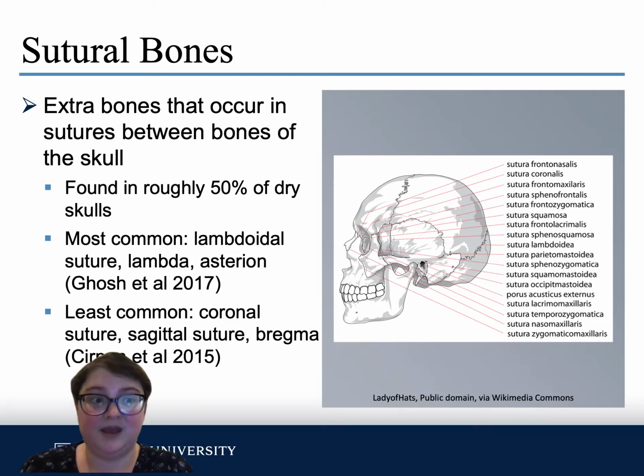They are described by their location, either by the suture they occupy or the cranial landmark where they are located. Sutural bones are most commonly found in the lambdoidal suture and at lambda and asterion, and least commonly found in the coronal and sagittal sutures and at bregma.